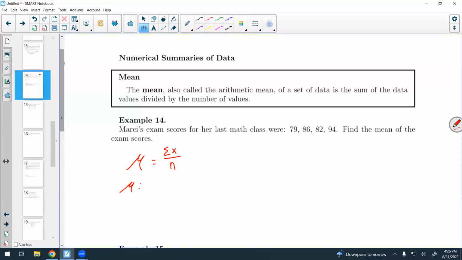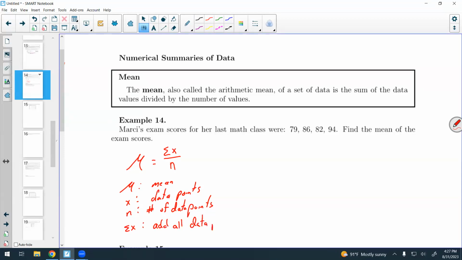In this case, mu is our mean. X is data points. N is the number of data points. And this symbol here, the sum of all x's, means add all data points.